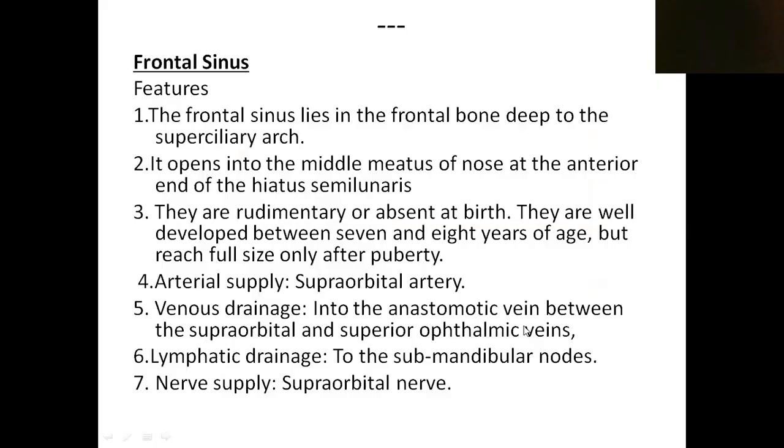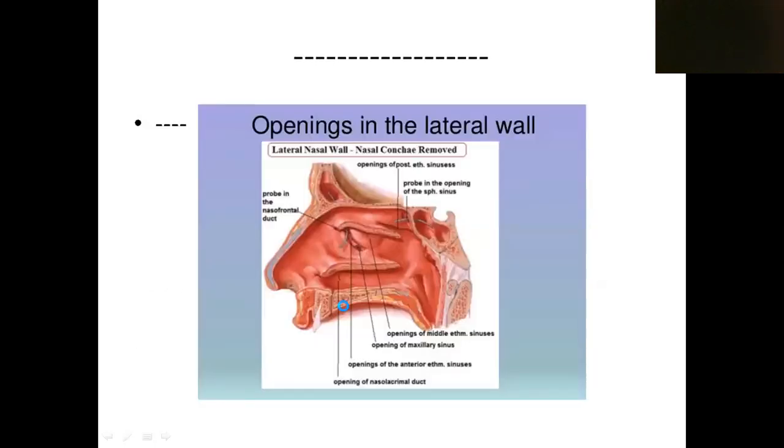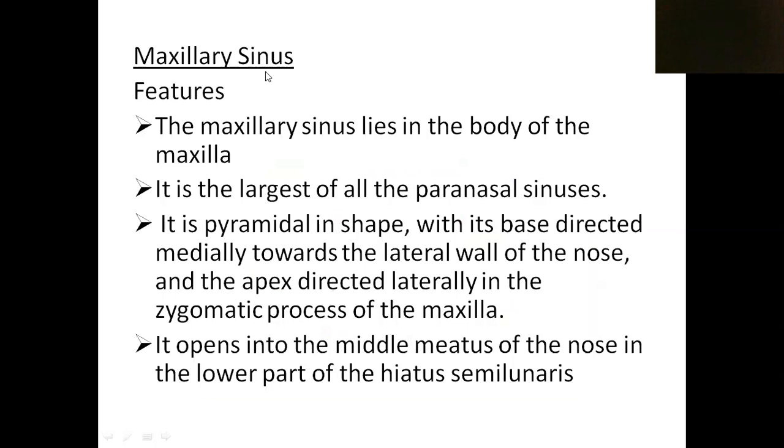So arterial supply is supraorbital artery, nerve supply is supraorbital nerve, venous drainage is into the anastomotic vein, or the connecting vein, which connects the supraorbital vein to the superior ophthalmic vein. Then lymphatic drainage is into submental lymph nodes. So these are some of the details of this frontal air sinus. Frontal air sinus is a cavity seen inside the frontal bone deep to the superciliary arch. It opens into the middle meatus, and it is rudimentary at the time of birth.